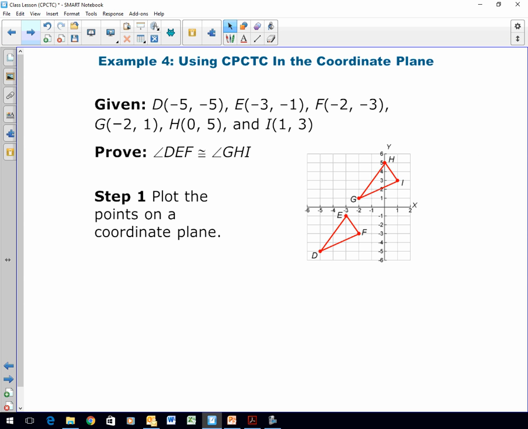All right. You're going to see a little bit of this today as well. How would we use CPCTC in a coordinate plane? You would, first off, obviously, point one, plot the figures that you're given. Okay, that's point one. Part two is the fun part. Class, you plotted these points?